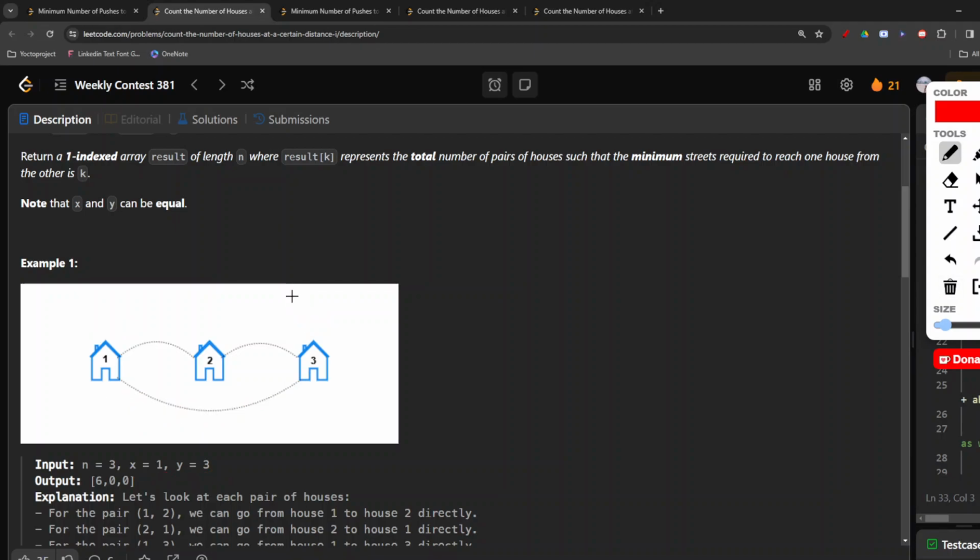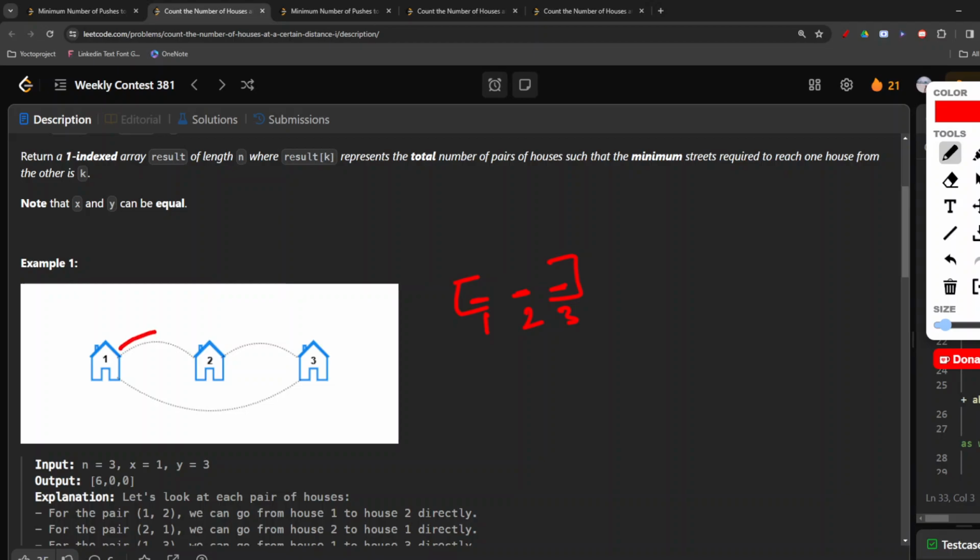Now we are required to return a 1-indexed array as an answer, where we will be having the count of all those pairs which have that much distance required to reach that pair. Means here distance 1, distance 2 and distance 3. And here the number of pairs, meaning the number of pairs of those houses, that we are required to write, whose distance between them is 1, 2 or 3.